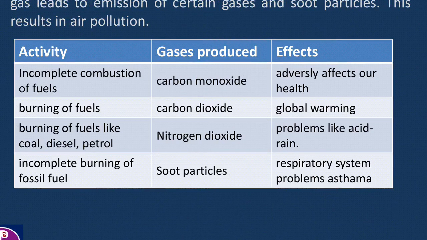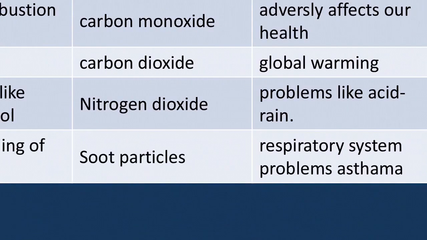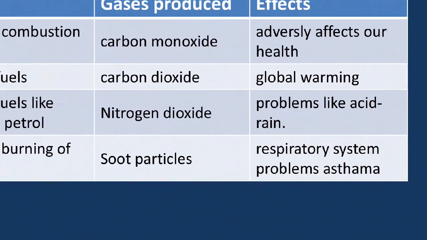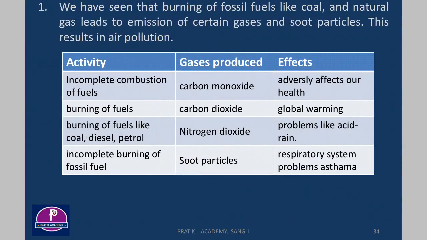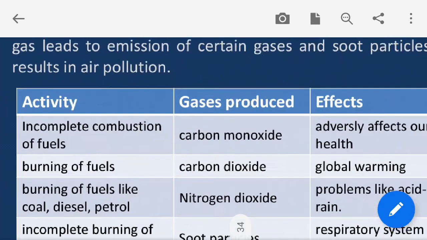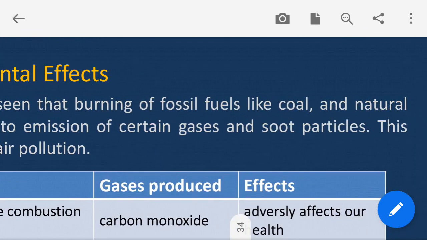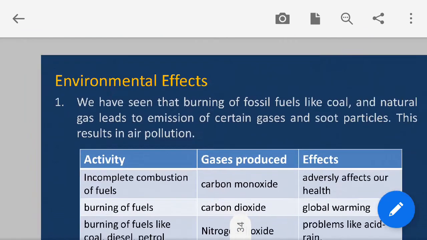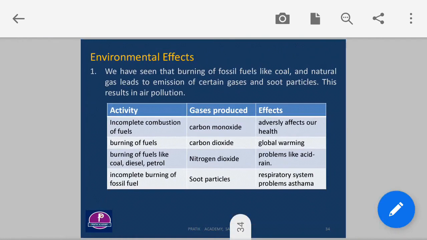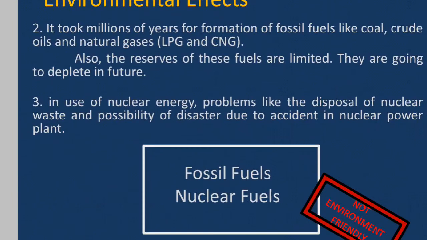Then again, incomplete burning of fossil fuel generates soot particles, and these soot particles cause respiratory problems like asthma. So these are the problems which are due to the burning of fossil fuels. We are here considering only coal and natural gases. So this is the first impact. Okay, then what is the next impact?